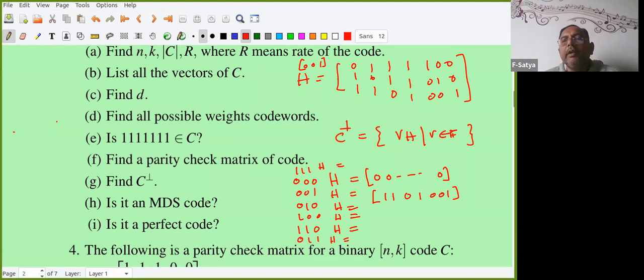Actually, if you see, C-perp is a linear combination of these vectors. So I'm doing all those linear combinations. That is the thing I'm telling. Okay. Right. Okay. So what does MDS code mean? Do you understand what is C-perp? What is MDS code?